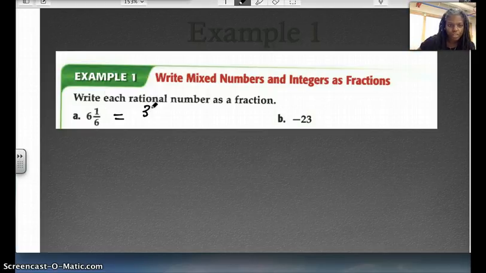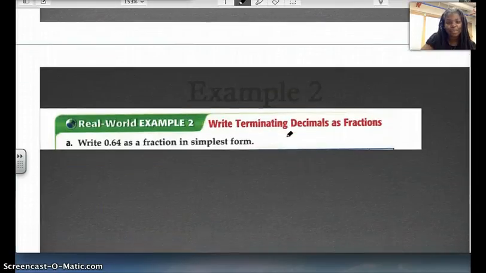So this would give us 37 over 6. And that's how you'd write that as a rational number or as a fraction. So here we have -23 over 1, because anytime we have a whole number, we put it over 1, we create a fraction. And that's all for example 1. Let's take a look at example 2.